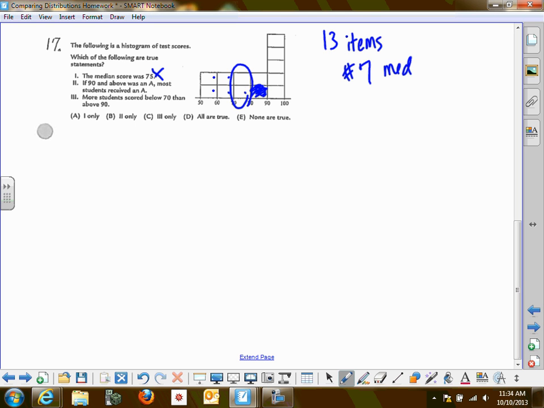Okay. How about this? If 90 and above is an A, is this most of the students? This is 5 pieces of data. Do most of them make an A? No. 5 out of 13 is not most. So neither one of these are true. Number 3. More students scored below 70. That's 4 students scored below 70 than scored above 90. That's 5. Is that true? No. So therefore, none of the above are true. That's E.